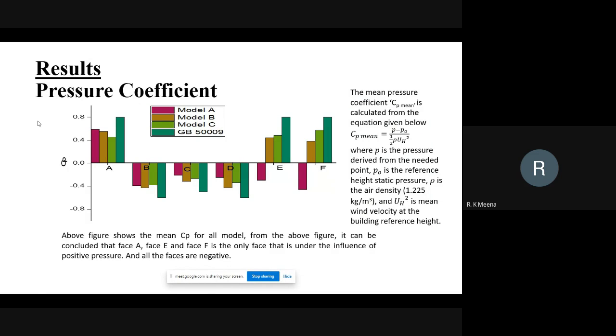Yes, sir. Actually, I have, but the validation is not shown here. But validation can be done using the Chinese code, GB50009, 2012 version. They have provided the L-shape pressure coefficient, which is very close to my studies, for phase A and for phase C and D, as we can see from this graph.